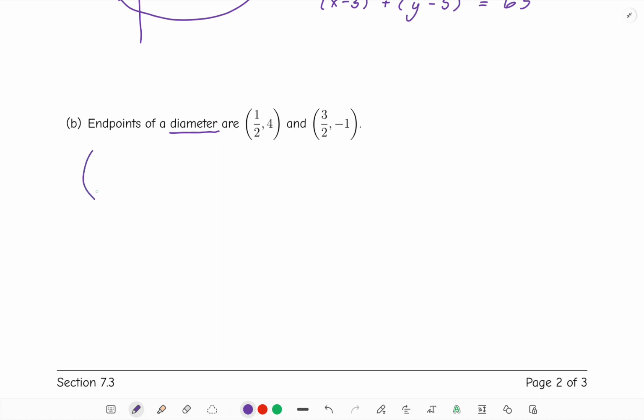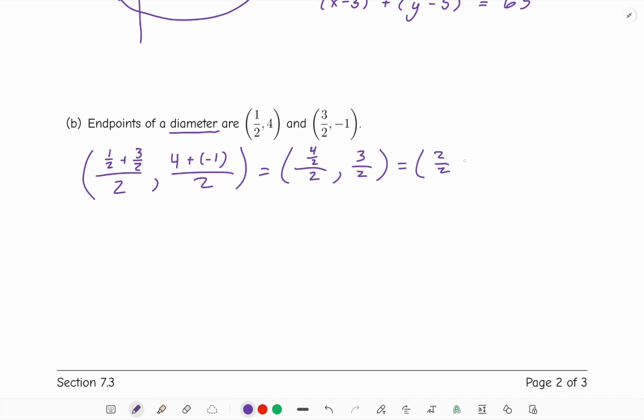To find a midpoint, you take the average of the x values, so you add them up, divide by 2, and the average of the y values. Add them up and divide by 2. 1/2 plus 3/2 is 4/2. 4 minus 1 is 3. 4/2 is 2. And 2 over 2 is 1. So we get 1 comma 3/2.